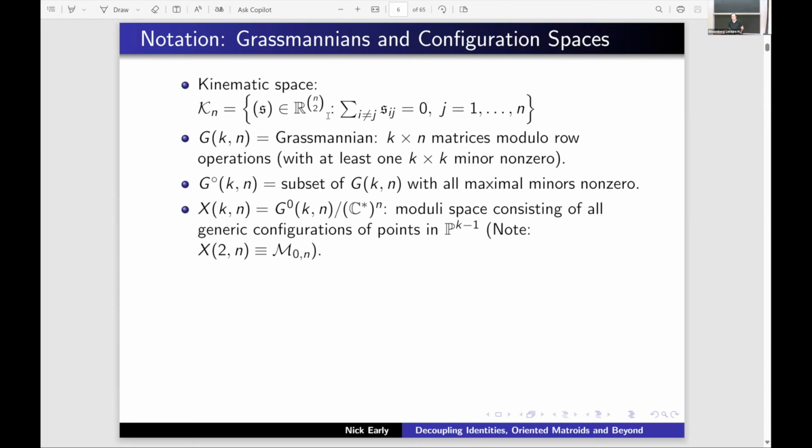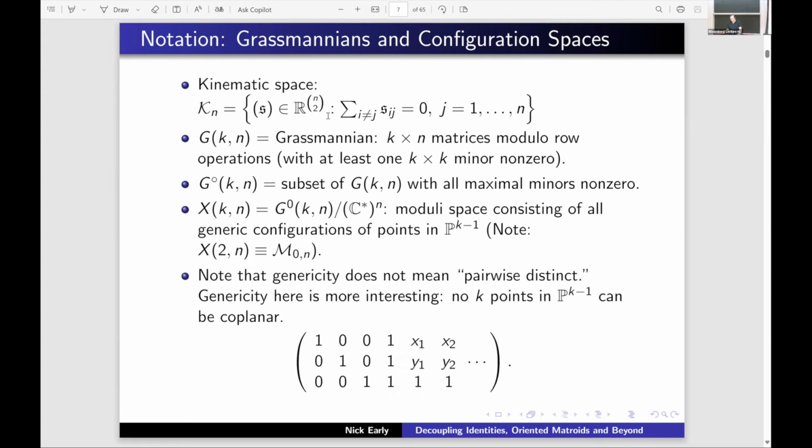And so we note the coincidence in notation: X(2,n) equals M0n. We'll note here that genericity does not mean that the points are just pairwise distinct in X(k,n). It's more interesting. It says that no k points can lie on a single hyperplane. Stronger than pairwise distinct, right? Yes, stronger. So that means that compactifications will have substantially more structure.